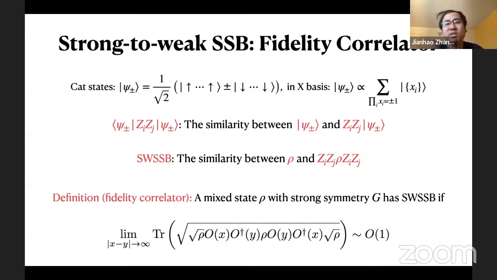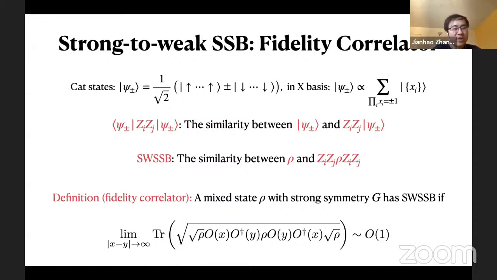So how do we quantitatively describe this dramatic similarity between the rho and the Z_i rho Z_j? Let's learn from the quantum information scientists. A very typical similarity measure between two density matrices is the fidelity between them. So the hidden long-range correlation of such a density matrix, let's say 1 plus X, is measured by the so-called fidelity correlator of the charge operator. For example, the Pauli Z operator is actually the charge operator of the Ising symmetry.